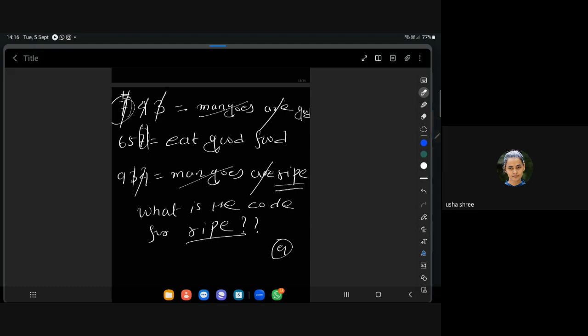They have asked you, no need to go further. Good and good also you can cancel, but we are getting the code for ripe from the last line, so no need to go further. You can cancel good also, no issue. So in the last line, only one word is left, ripe, and they have asked you what is the code for ripe. And in the last line, on the left hand side, there is one number left. What is this? 9.